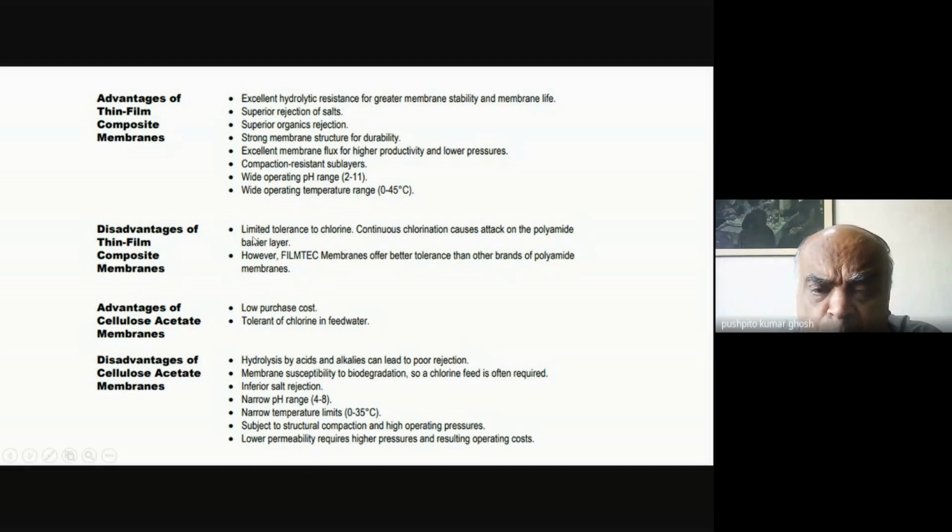This has remained a problem, although to some extent the chlorine resistance has been improved. But still, this is one of the biggest problems with this membrane.